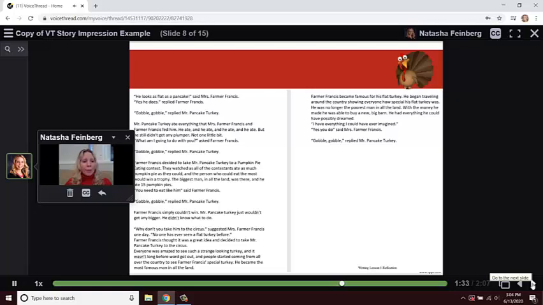He became the most famous man in all the land. Farmer Francis became famous for his flat turkey. He began traveling around the country showing everyone how special his flat turkey was. He was no longer the poorest man in all the land. With the money he made, he was able to buy a new, big barn. He had everything that he could have possibly dreamed. "I have everything I could have ever imagined." "Yes, you do," said Mrs. Farmer Francis. "Gobble, gobble," replied Mr. Pancake Turkey.